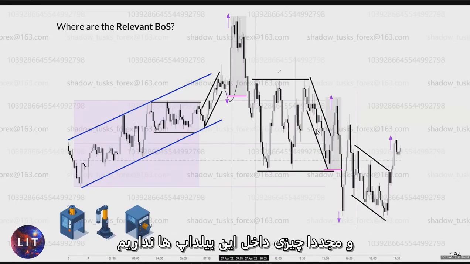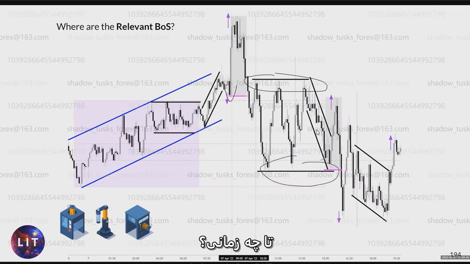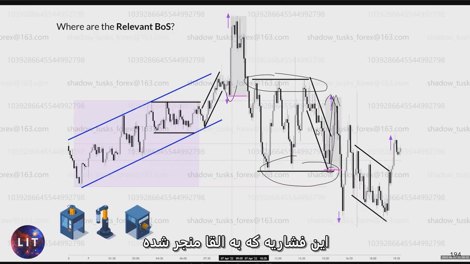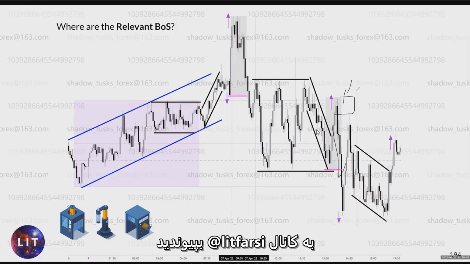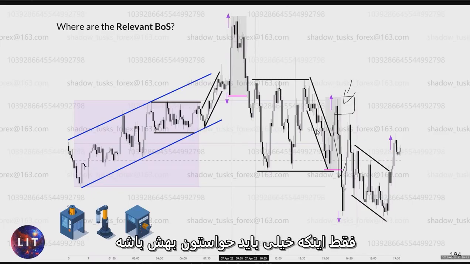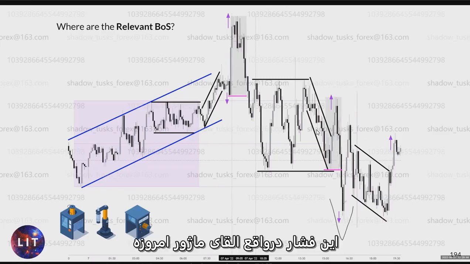And again, we don't have anything inside these buildups until what? This push led to an inducement. This is the push that led to the inducement. It gets broken here, so that reactivates the zone. The only thing is you have to be really careful about that, because now this push, of course, is the major inducement for the day.